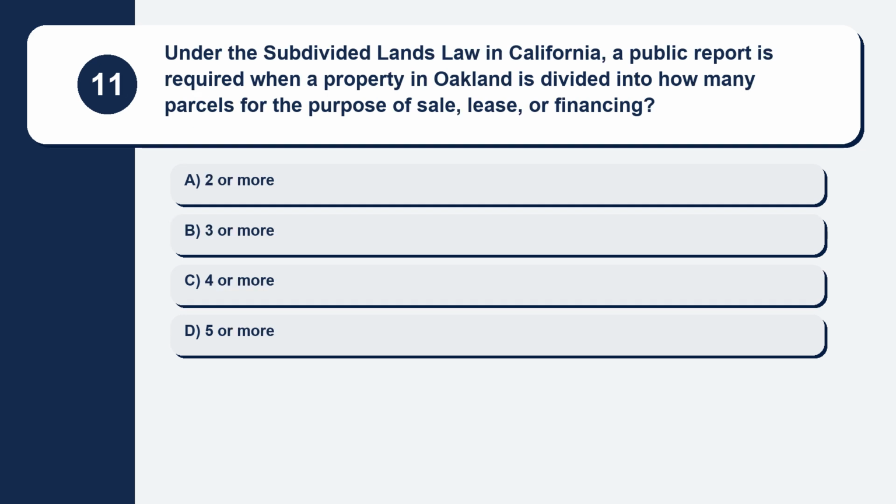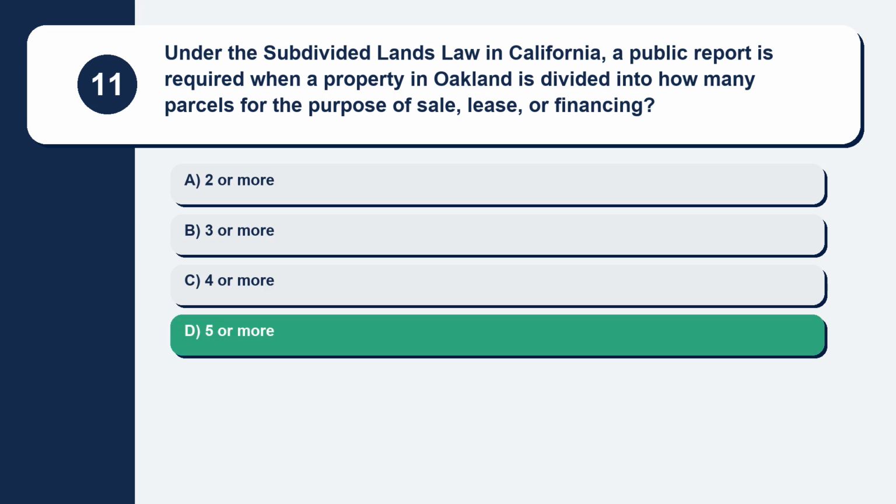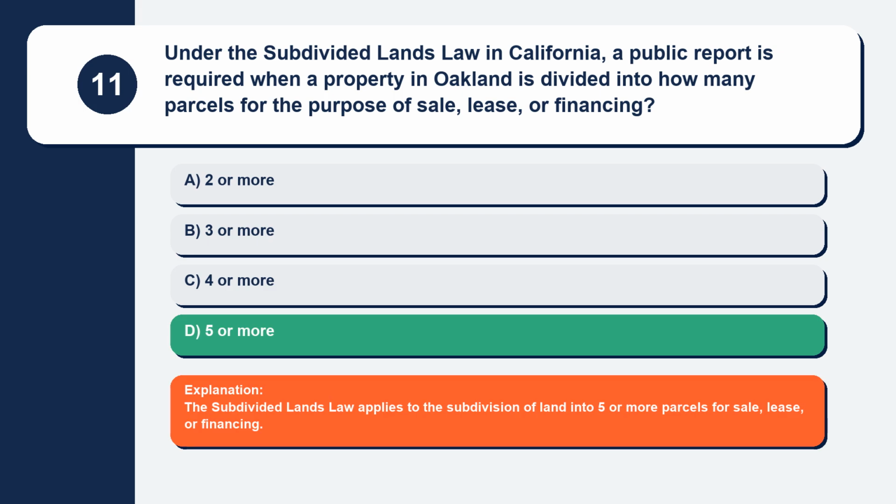Question 11. Under the Subdivided Lands Law in California, a public report is required when a property in Oakland is divided into how many parcels for the purpose of sale, lease, or financing? Here are your options. Option A, 2 or more. Option B, 3 or more. Option C, 4 or more. Option D, 5 or more. The correct answer is option D, 5 or more. Explanation: the Subdivided Lands Law applies to the subdivision of land into 5 or more parcels for sale, lease, or financing.